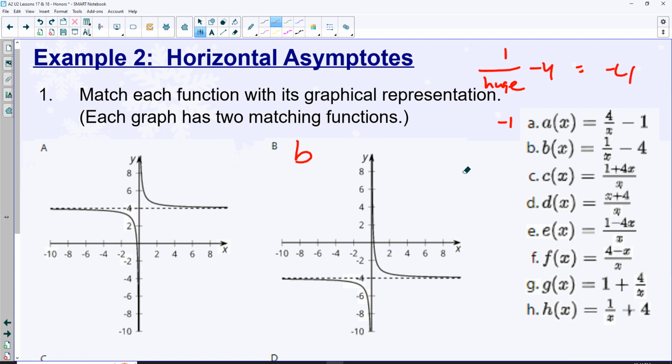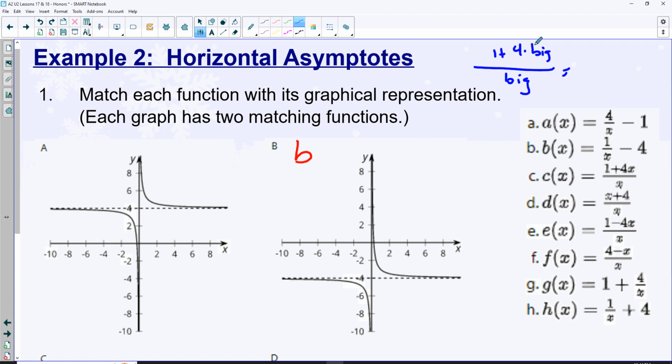Okay, now we're going to look at some other functions. What about C? C, 1 plus 4x over x. Okay, so again, we're going to try doing much the same thing, right? So let's try it again. So we will do 1 plus 4 times big over big. So what is that?